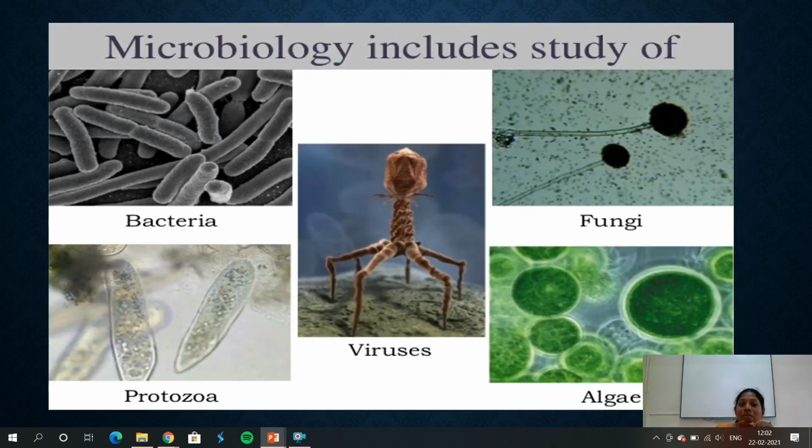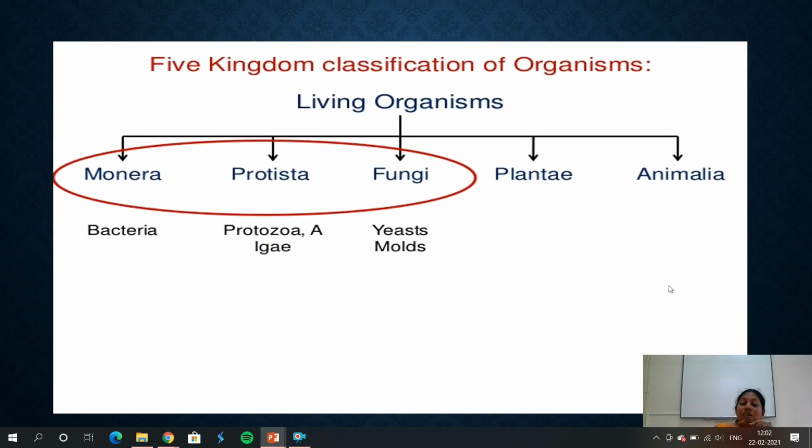Now have a look at the microorganisms which we are studying. It could be a bacterium, a virus, a fungus, a protozoan or an alga. Now the five kingdom classification of organisms. Living organisms are classified under these five categories: Monera, Protista, Fungi, Plantae and Animalia. Under Monera we are mainly focusing on bacteria. Under Protista we are focusing on protozoa and algae. Under Fungi we are talking about yeast and molds, and Plantae is for plants and Animalia is for animals.